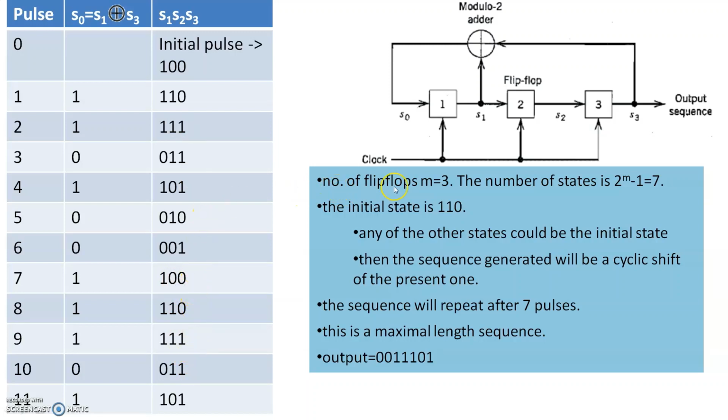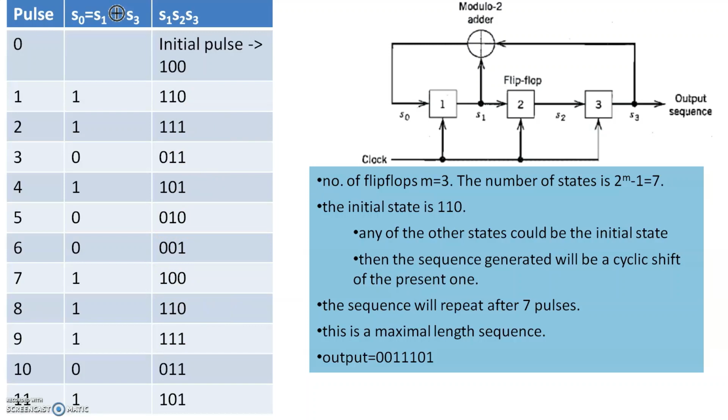Now, we see the number of flip-flops is 3. And what is the maximum possible length? It is 2 raised to m minus 1, which is equal to 7. So after 7 pulses, we see that the sequence is repeated. This is an example of a maximum length sequence.